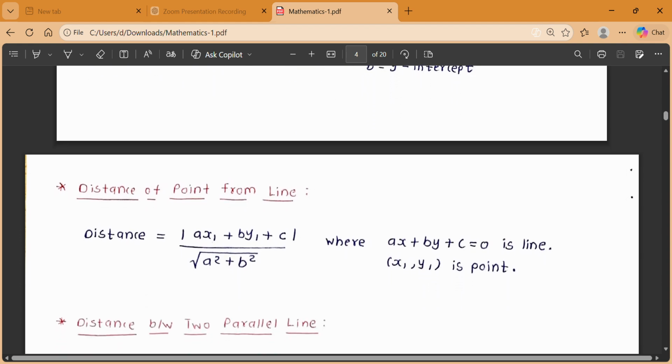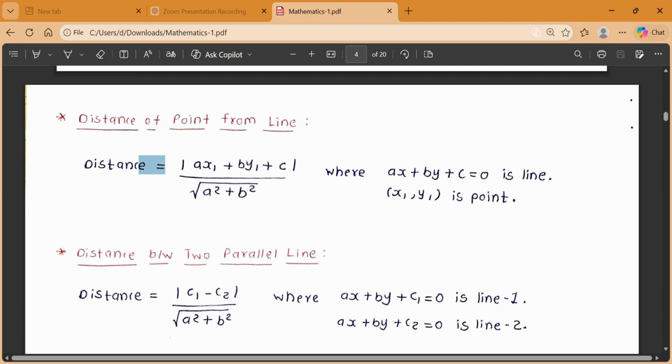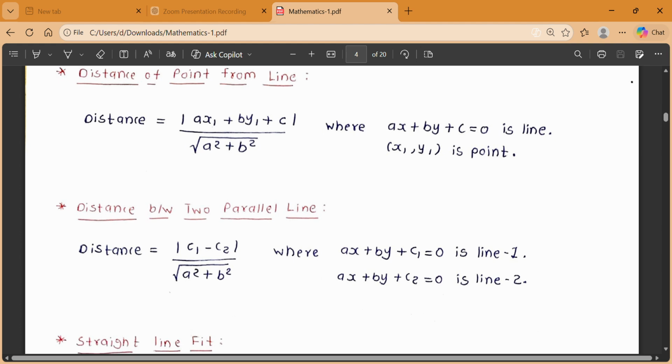Distance of a point from a line. The distance formula is: distance equals modulus of (a x1 plus b y1 plus c) upon the square root of a square plus b square, where ax plus by plus c equals 0 is the line and (x1, y1) is the point. Distance between two parallel lines.